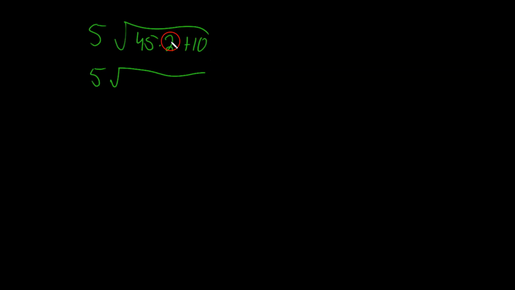So now out of this, the order of operations tells us that we need to do our multiplication first. So we're going to have 45 times 2, which is 90. Let's check our work over here just in case. 5 times 2 is 10. Carry the 1. 4 times 2 is 8 plus 1 is 9. So we get an answer of 90. 90 plus 10. Okay, so now we're getting there. So 5 times the square root of 90 plus 10.